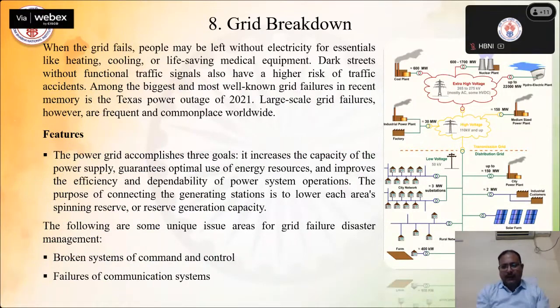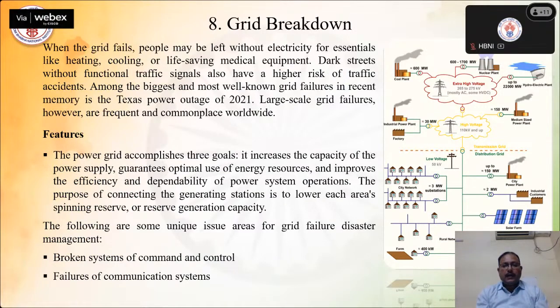Grid breakdown. Again, I have tried to list something, but it's also a big thing, and I say that it should be covered as a man-made disaster. When the grid fails, people may be left without electricity for essentials like heating, cooling, or life-saving medical equipment. You have the live example of the Israel and Hamas war. What happened? Palestine is not getting a huge amount of electricity, or even a normal amount of electricity, and they are not vulnerable to the war itself, but they are vulnerable for lack of the basic necessity, that is light. So we have to think about how they become vulnerable.